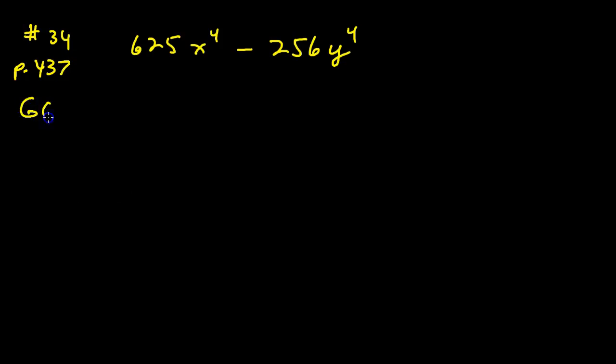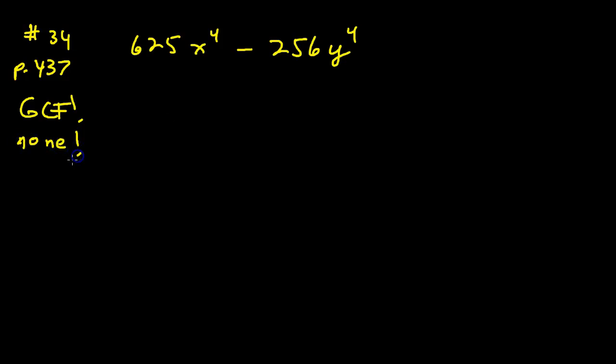What's the first step? GCF. Always look for a GCF first. 625 is a power of 5, right? It's 5 to the 4th power. 256 is a power of 2. And 5 and 2 have no common factors, so if I look at these coefficients, there's no GCF I can take out of both. x to the 4th power, y to the 4th power, well, there are no common powers here either, so there's no meaningful GCF.